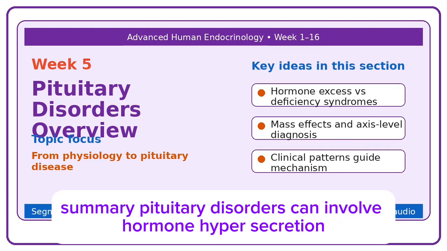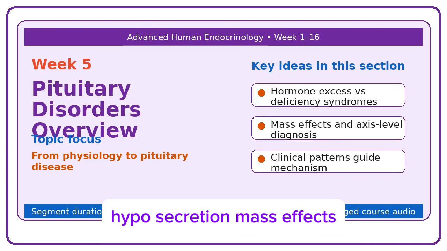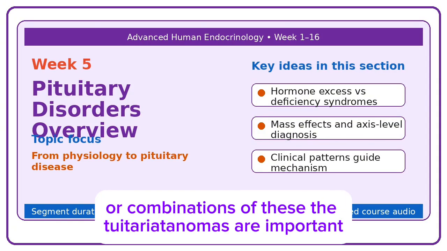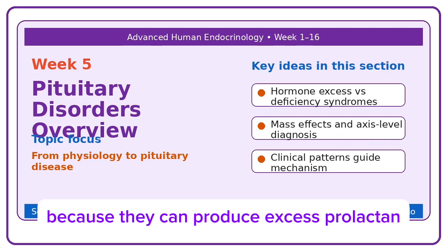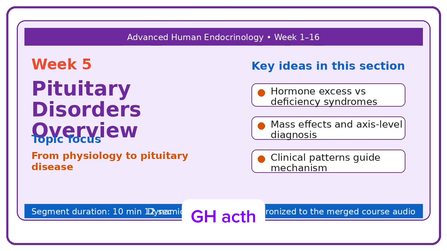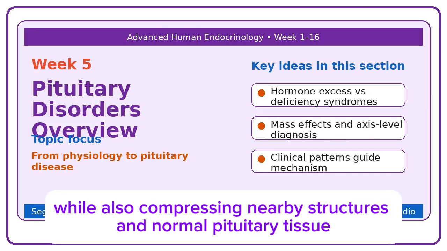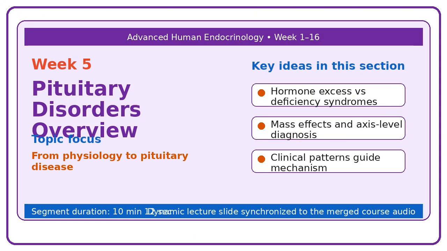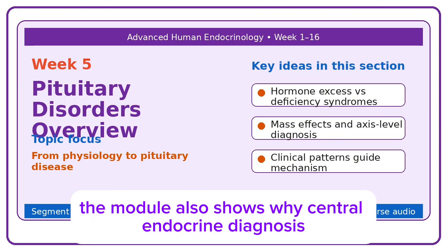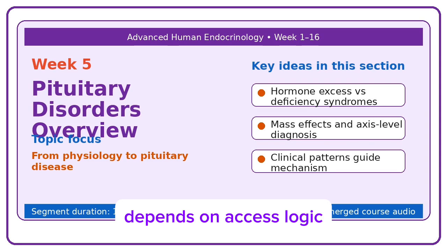Section summary. Pituitary disorders can involve hormone hypersecretion, hyposecretion, mass effects, or combinations of these. Pituitary adenomas are important because they can produce excess prolactin, GH, ACTH, or other hormones, while also compressing nearby structures and normal pituitary tissue. The module also shows why central endocrine diagnosis depends on axis logic.